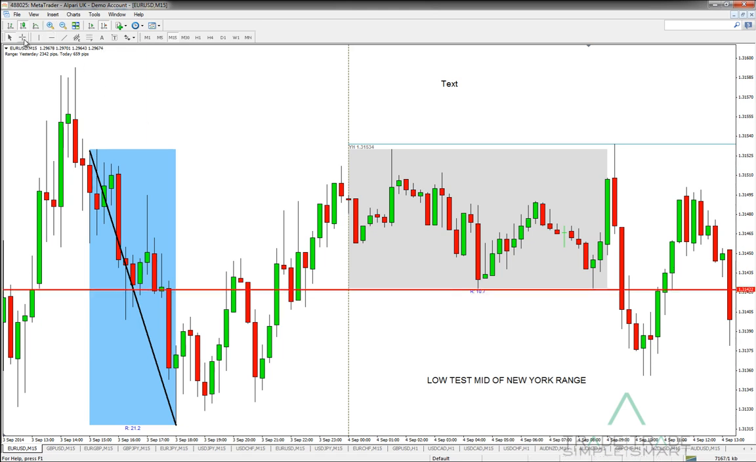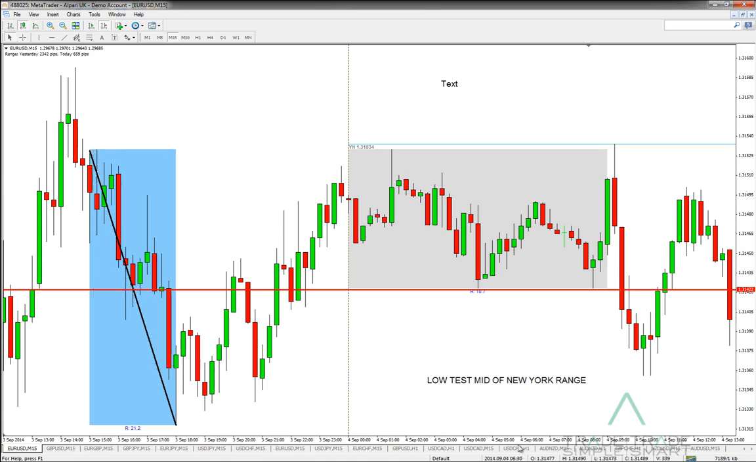So again, if I mark out the high to the low of the prior day's US session, mark out the current day's low, and we measure the range, we have a 21 pip range from the high to low of the prior session. And if I align it with the current day's Asian low, we have a 10.7 range.